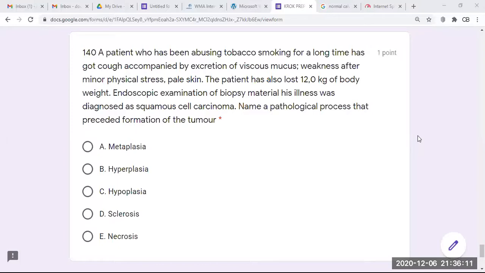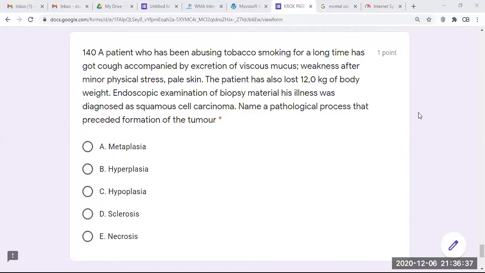So they did endoscopic examination of biopsy material, and they diagnosed him of what? Squamous cell carcinoma. Now, normally in the bronchus, right, the cells over there, they are what?